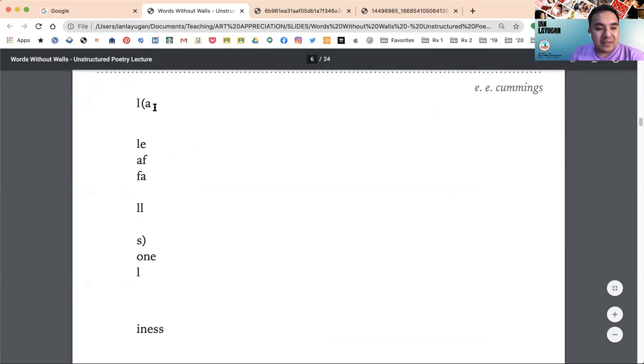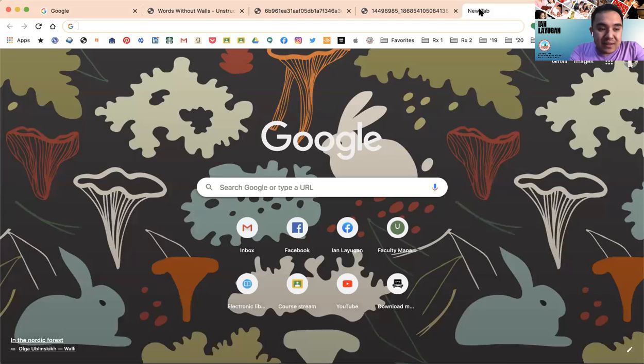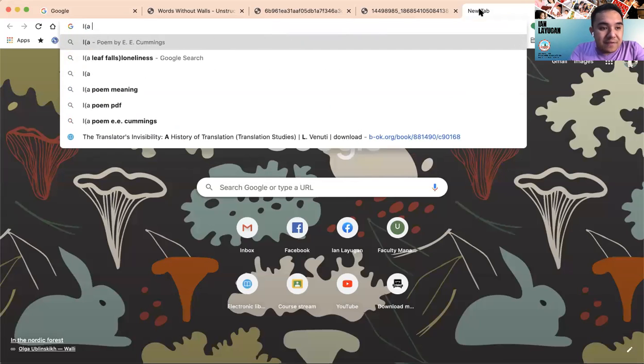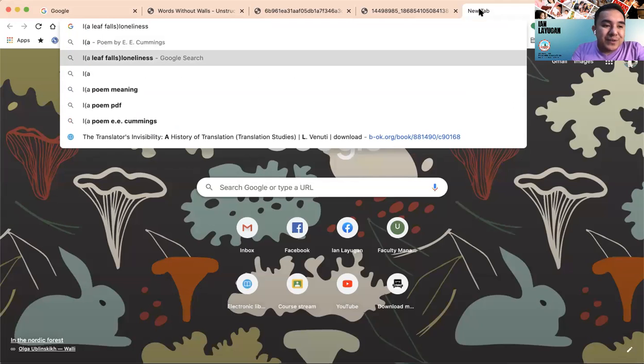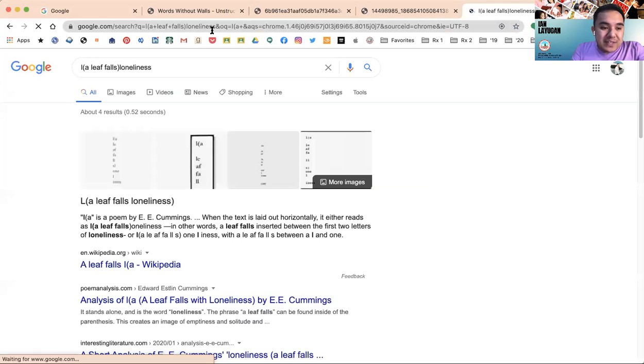there's the letter L, and then there is ONELINESS outside. So that's loneliness. It spells as loneliness. And inside the parentheses, you can see there a leaf falls. If you're going to write the poem down, it says L, and then leaf. There it is. Google search already showed it to us. So that's how it looks. Okay, so it's a poem. That's why the title is L, because it's the very first line of the poem.